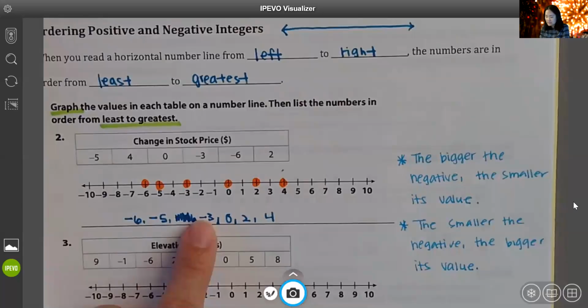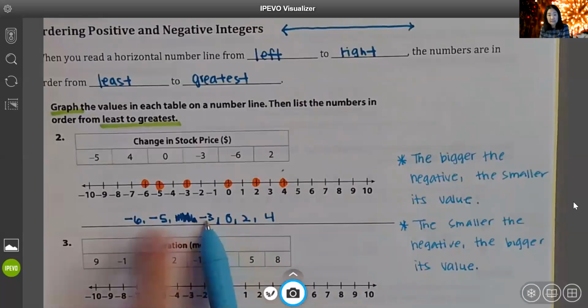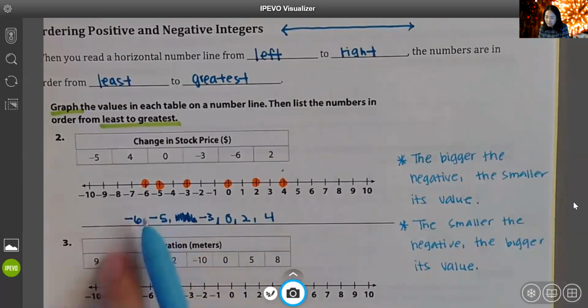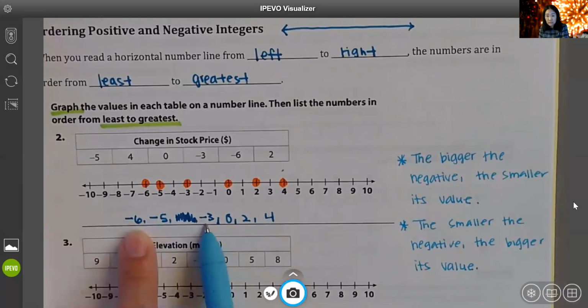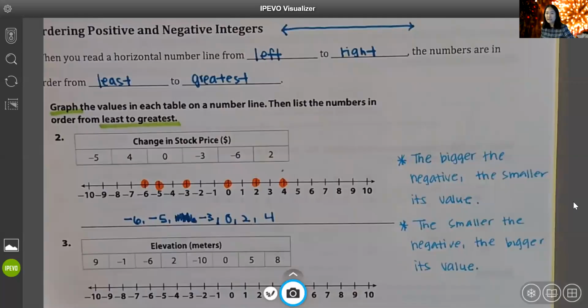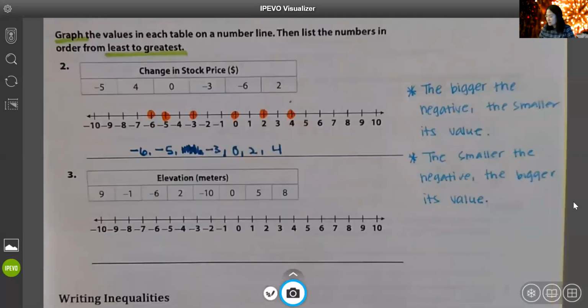Think about it. This is closer to 0 than this, right? -3 is closer to 0 than -6. This number is to the very left, okay? The more to the left, the smaller the value. We know that, okay? So when you're comparing two negatives, the bigger the negative, the smaller the value. The smaller the negative actually has the bigger or larger value. Okay, so let's go ahead and try the next one.